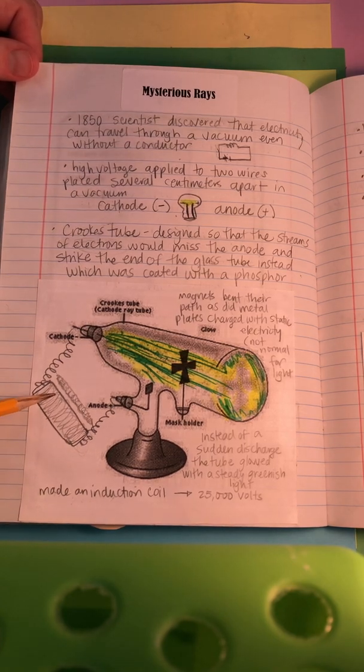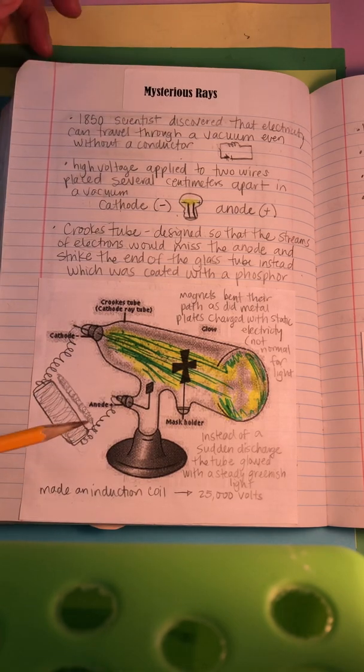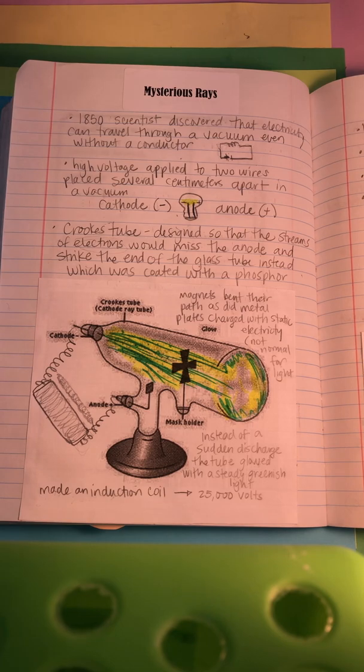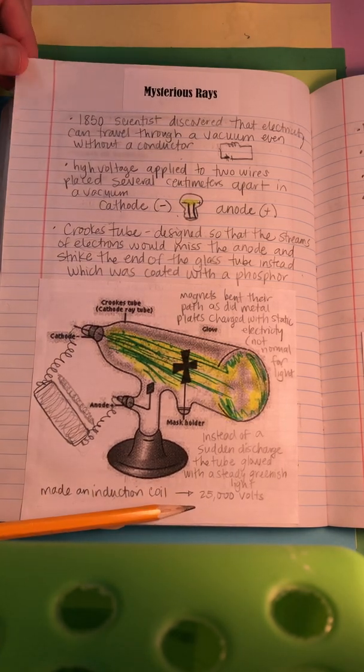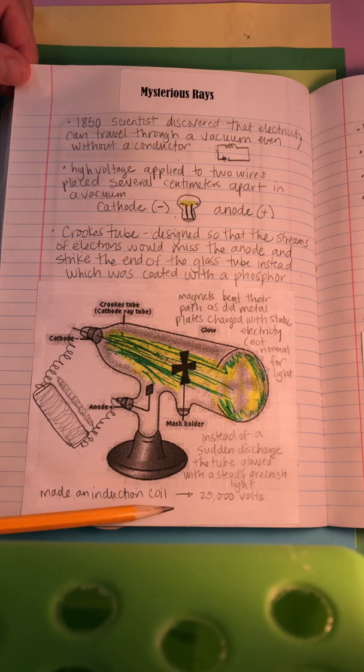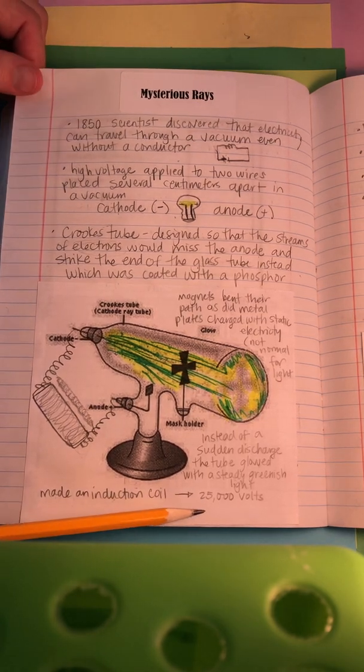So they were starting to figure this out back in the day, and they were making these induction coils, and they knew how to figure out how much voltage, or they could change them into the voltages they wanted. So 1,000 volts and 5,000 volts. And Crookes was able to make an induction coil that was 25,000 volts. So that was pretty powerful for back in the day.